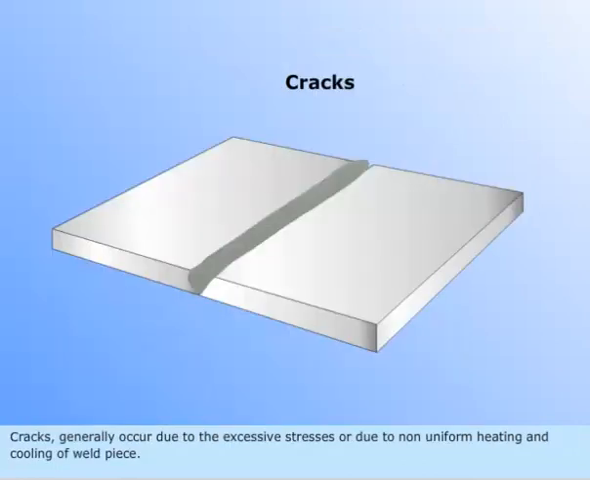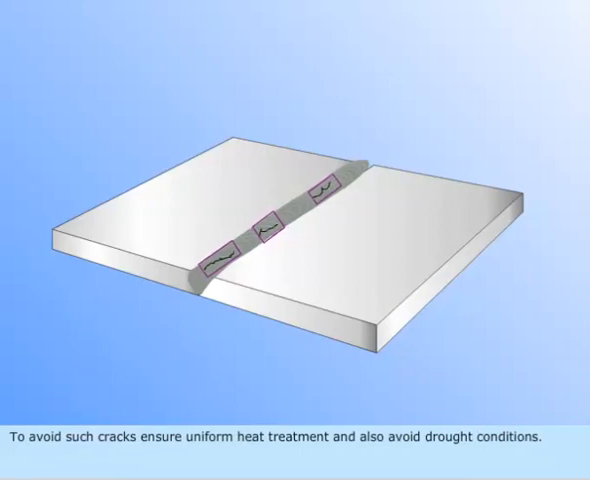Cracks generally occur due to the excessive stresses or due to non-uniform heating and cooling of weld piece. To avoid such cracks, ensure uniform heat treatment and also avoid drought conditions.